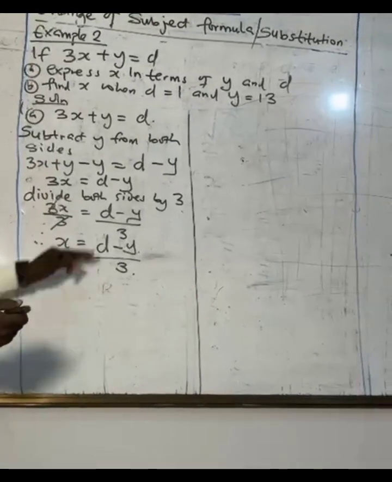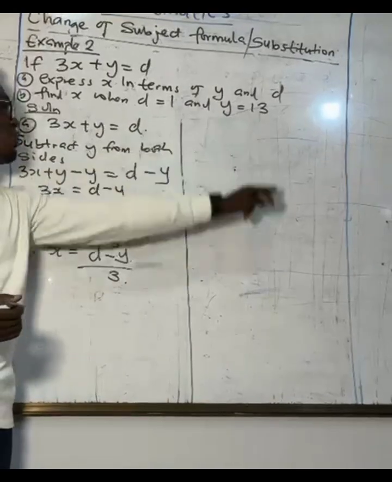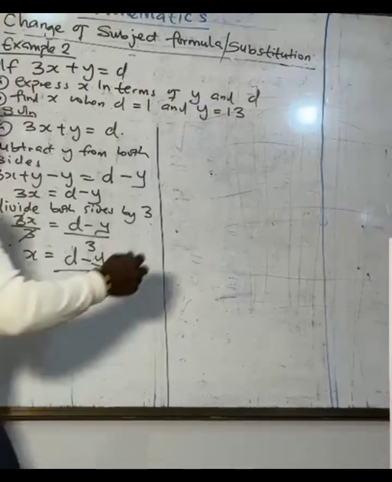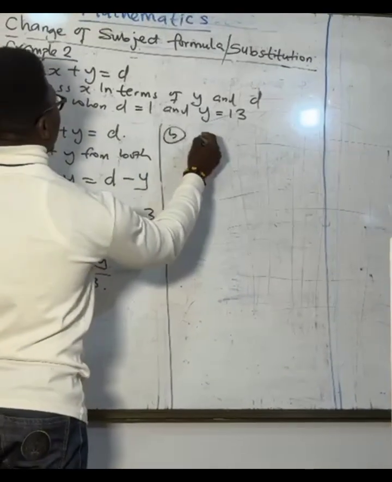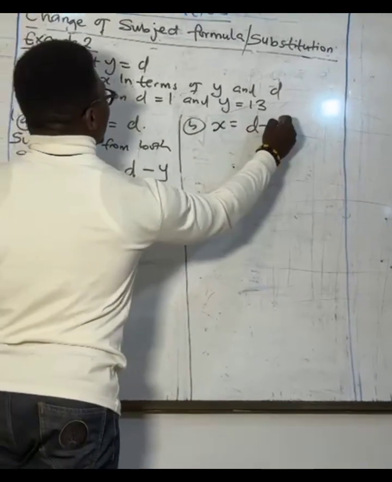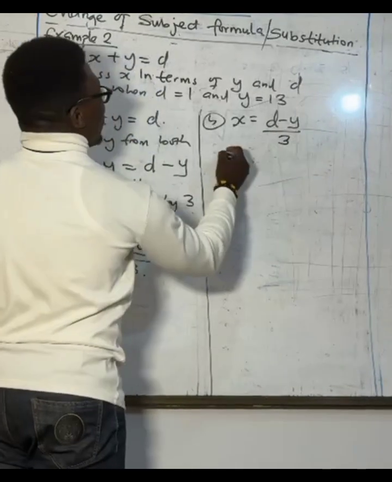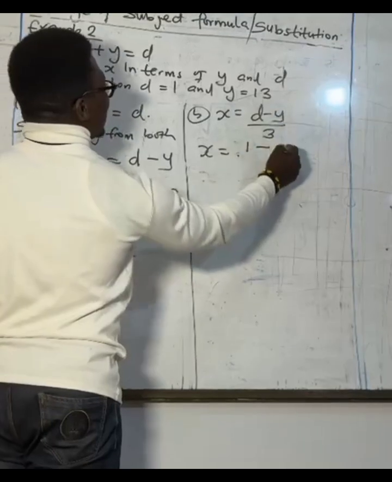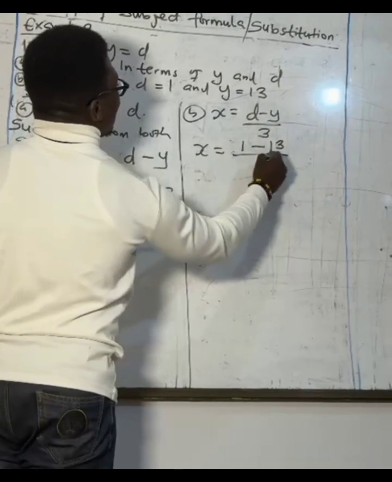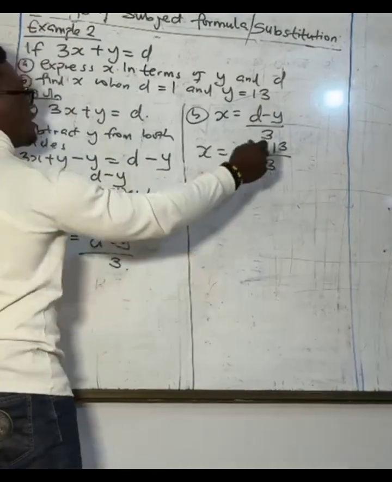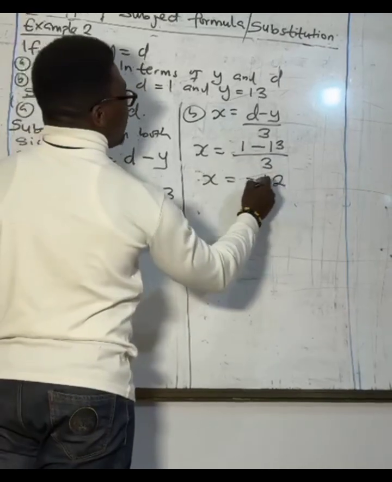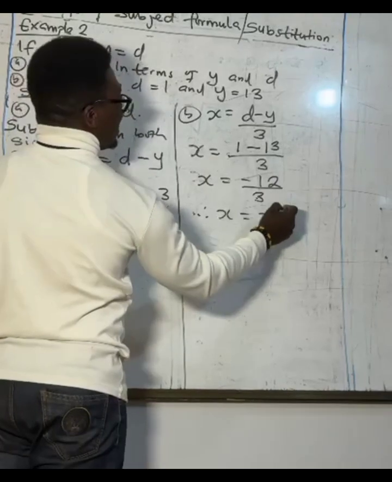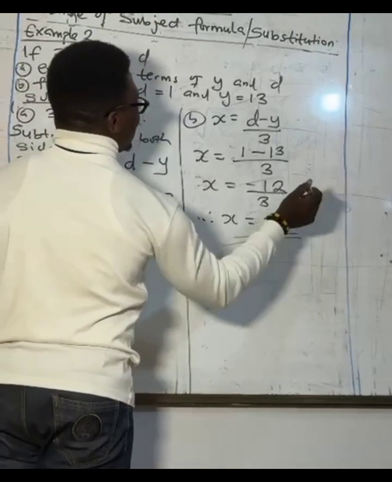We move to question B. Find x when d, we substitute d equal to 1 and y equal to 13. Anywhere we see d, we put 1. Anywhere we see y, we put 13. So from the equation B, x equal to d minus y over 3. So we have x equal to d is what? 1. 1 minus y is 13. 13 over 3. So x is equal to 1 minus 13 is minus 12 over 3. Therefore, x is equal to minus 12 divided by 3 is minus 4. So this is the answer.